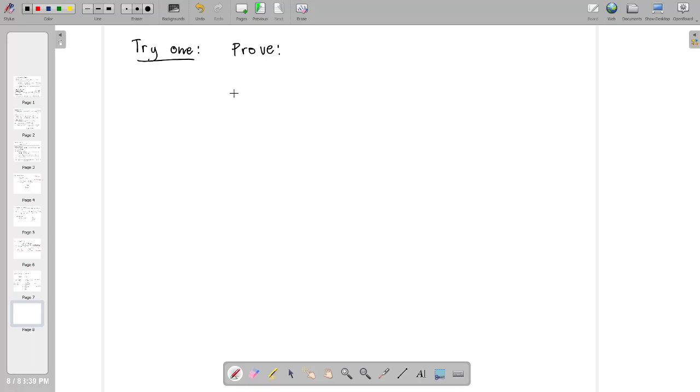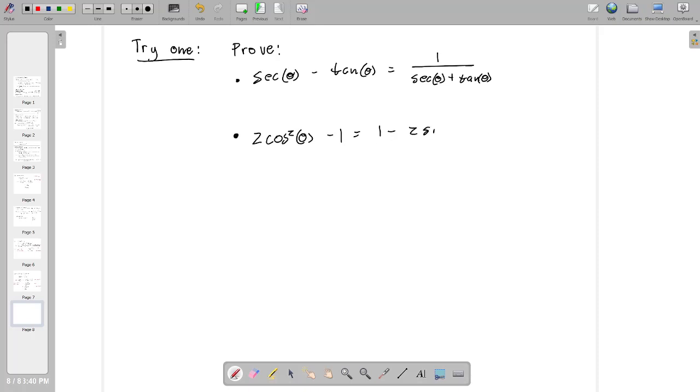Prove the following identities. Secant theta minus tangent theta is equal to 1 divided by secant theta plus tangent theta. And the second identity I want you to prove is 2 cosine squared theta minus 1 is equal to 1 minus 2 sine squared theta. So these are separate problems. I give you two because this topic is actually a challenging topic to learn, so more practice is always beneficial.